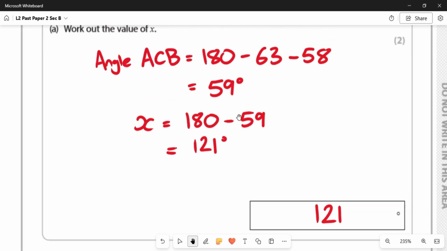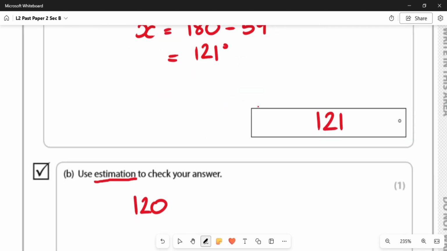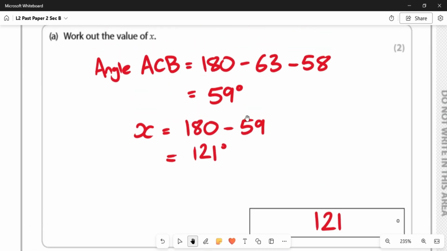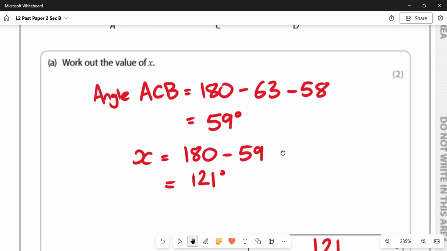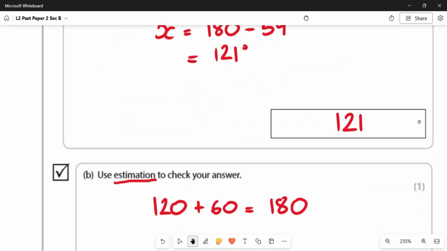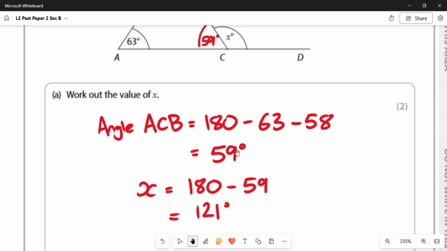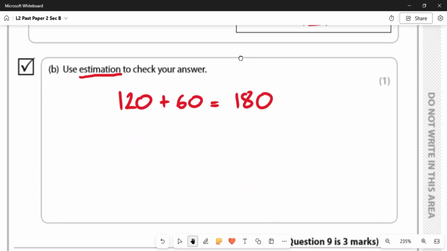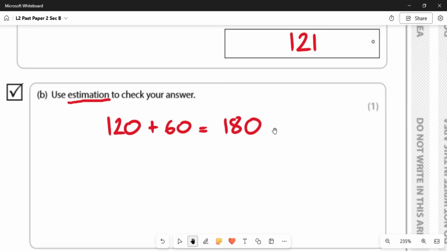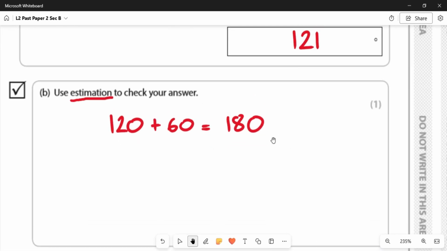What was the last thing I did? So I did take away 59. So instead of take away 59, opposite of that is add. And instead of 59, let's call it 60. That gives me 180. And you can probably do one more step further if you wanted to. I'd probably do... No, let's leave it like that. That's absolutely fine. Yep, that's good. That's good enough. 3 marks in total. Let's move on to the next question.